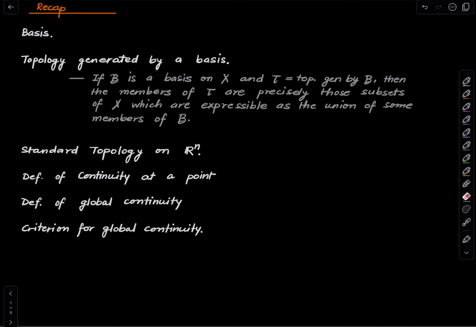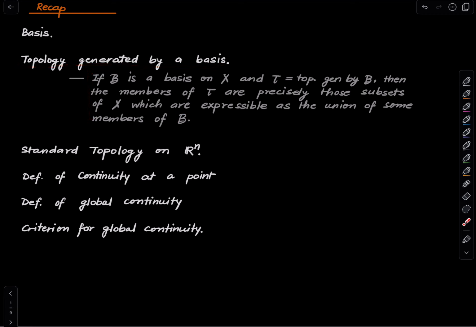So we will need the notion of a basis. Let me not recall the definition. Then we just need to know a key fact about the topology generated by a basis. The topology generated by a basis is the intersection of all the topologies that contain that given basis. But the key fact is, the open sets under that topology are precisely those sets which can be written as the union of some of the members of the basis. So this is the key fact about the topology generated by a basis.